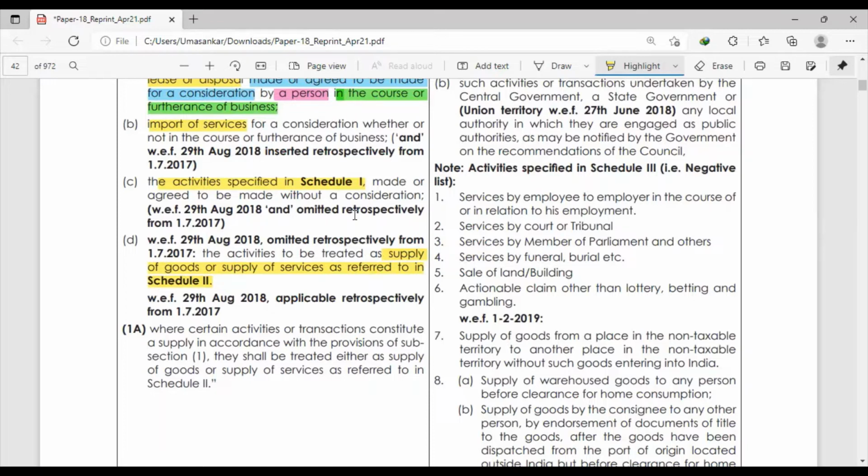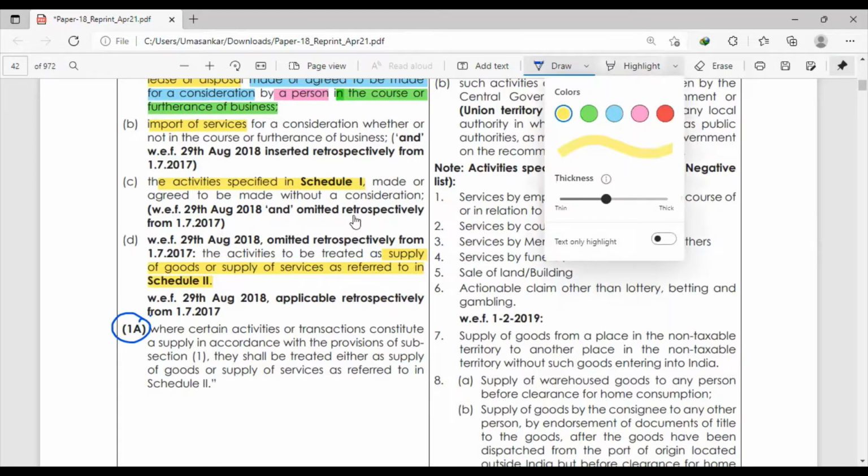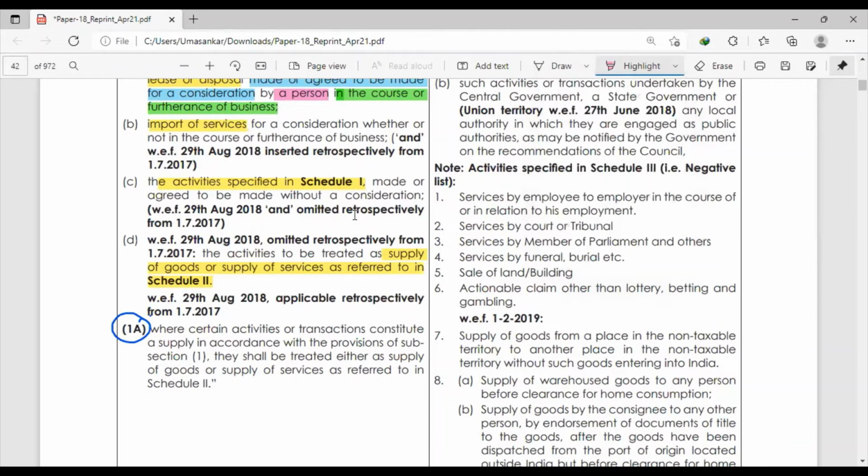Then a new section was added recently, that is Section 7, subsection 1A, capital A. What does it imply? It says that where certain activities or transactions constitute a supply in accordance with the provision of subsection 1, they shall be treated either as a supply of goods or services as referred to in Schedule 2. So this Section 7 subsection 1A will help us to understand whether the supply is of goods or services.